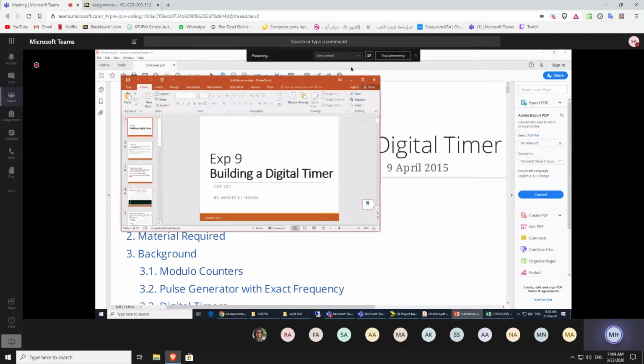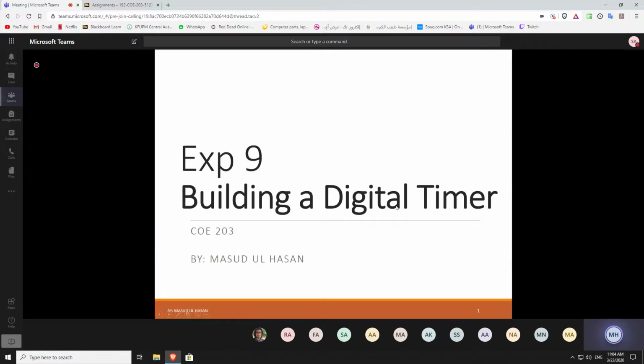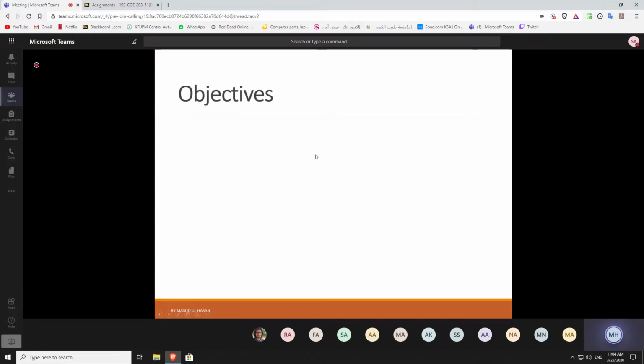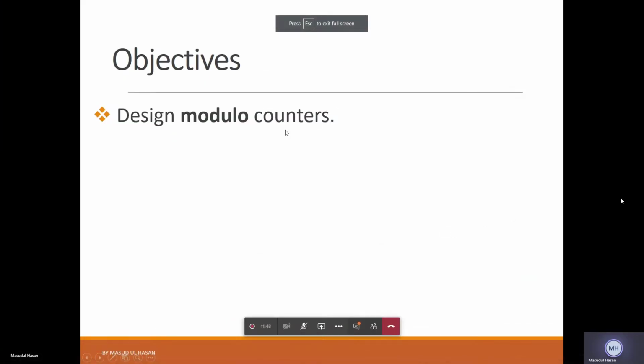Okay, now today we are going to have this experiment. Let us start. The objective of today's experiment is to design modulo counters. You already have seen counters, so this is a modulo counter. If you don't understand or you can't hear my voice, just tell me, interrupt me, okay? Don't wait. You already know what counters are. Today we'll see what the meaning of a modulo counter is. We have seen modulo counters before, but we'll make our own modulo counter.